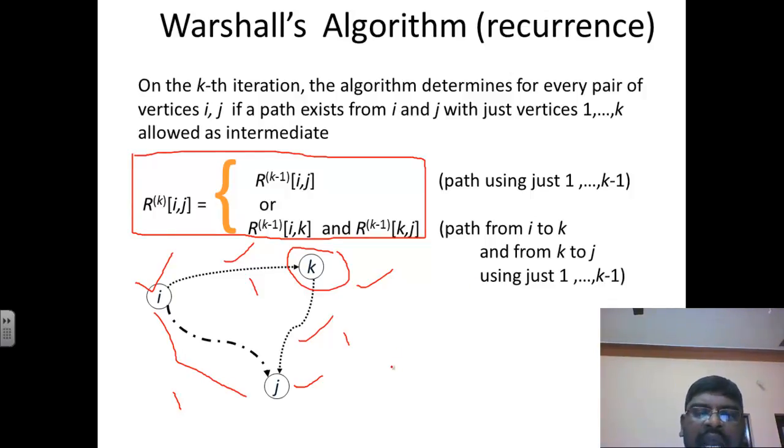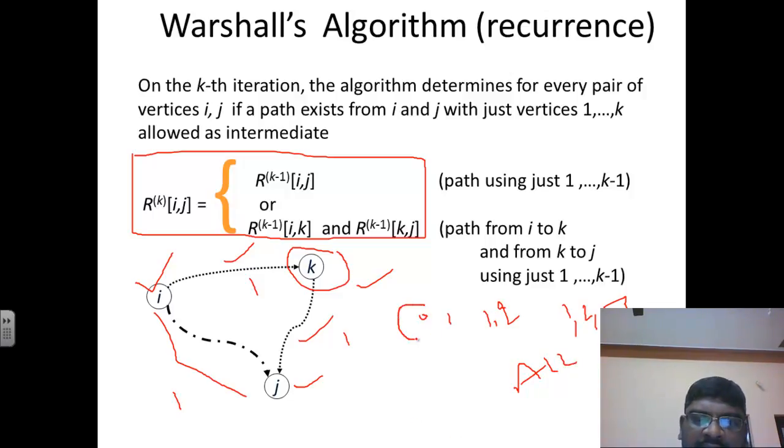That means I have to go step by step. How the step by step works: initially I am considering 0 vertices, then I am considering one vertex, then I am considering vertices 1 and 2, then 1, 2 and 3, then I am considering all vertices. Okay, so this is the way.